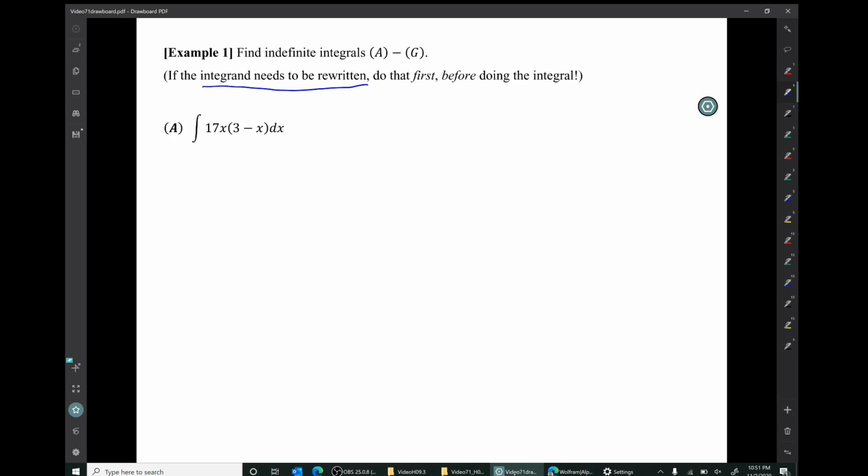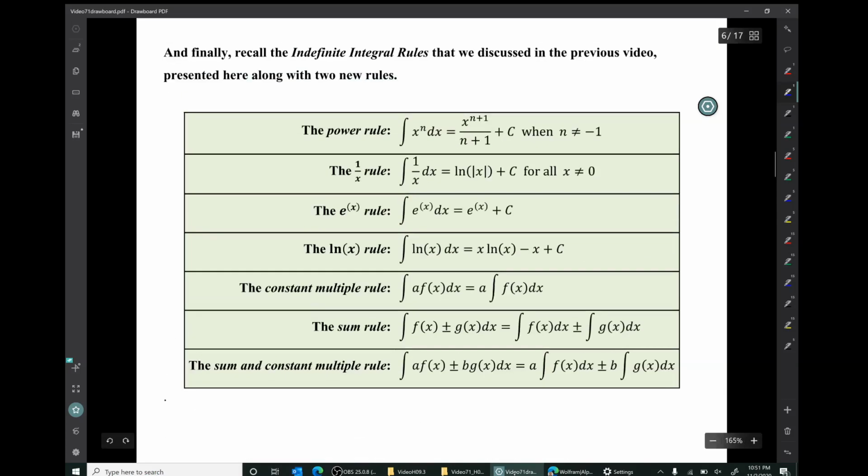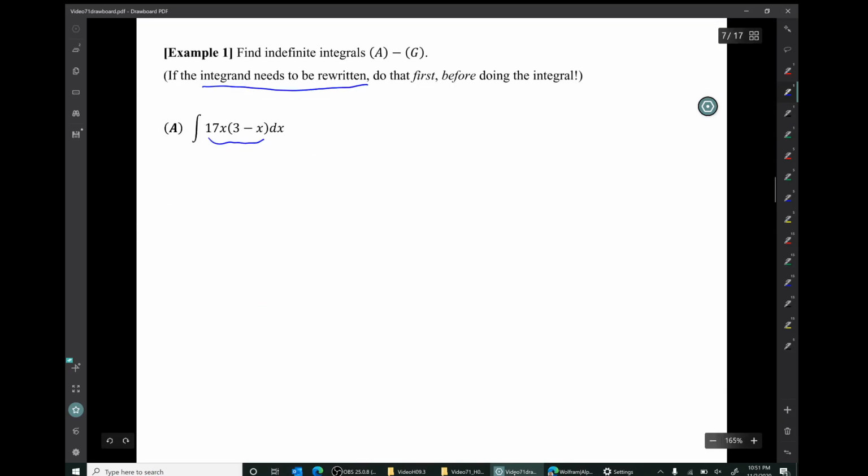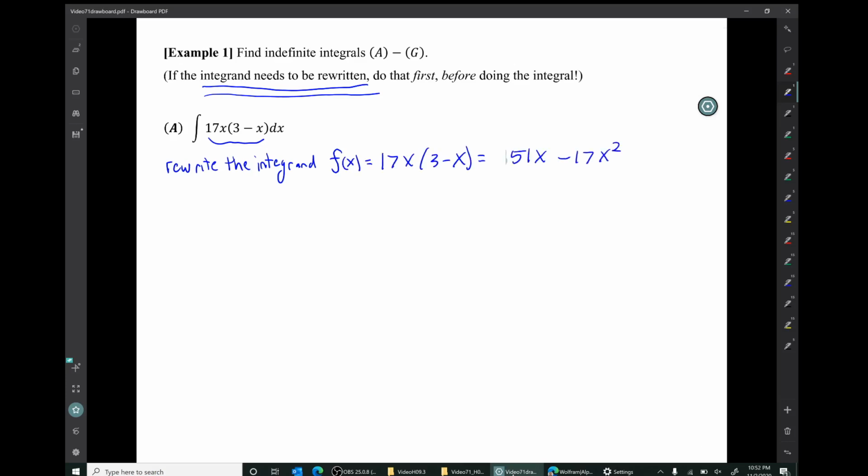Here's the first one. Notice the integrand is of a form that does not fit any of our rules. None of our rules apply to an expression like that. So we have to start by rewriting the integrand. So there's the rewritten integrand. Now we can find the indefinite integral.